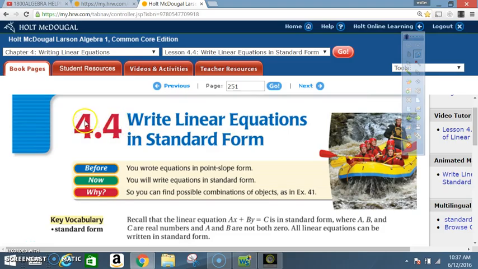Okay, class, today we're in section 4.4, write linear equations in standard form. Before, you wrote equations in point-slope form. Now you will write equations in standard form. Key vocabulary: standard form.